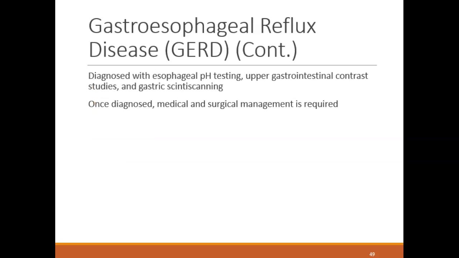So typically it's diagnosed with esophageal pH testing. They'll do upper GI contrast studies and scanning. And then typically after it's diagnosed, they might put the patient on some medications to help reduce acid content, or they might even have to do some surgery to manage it.